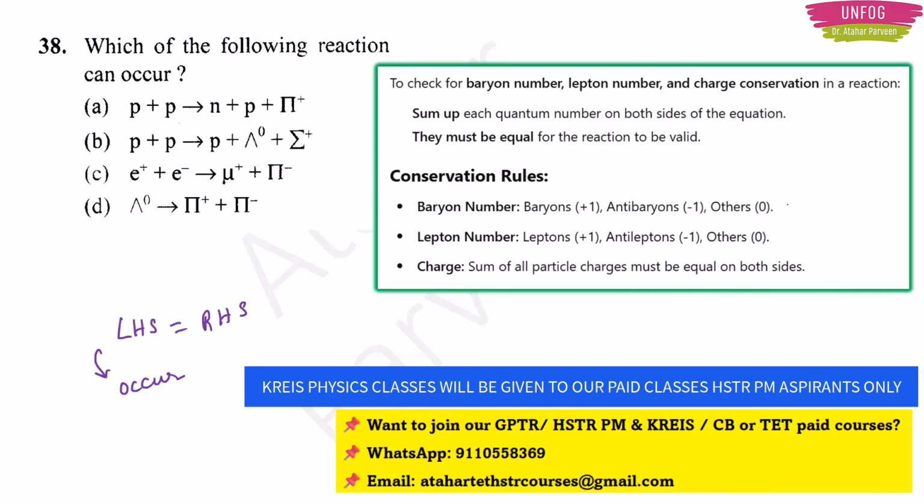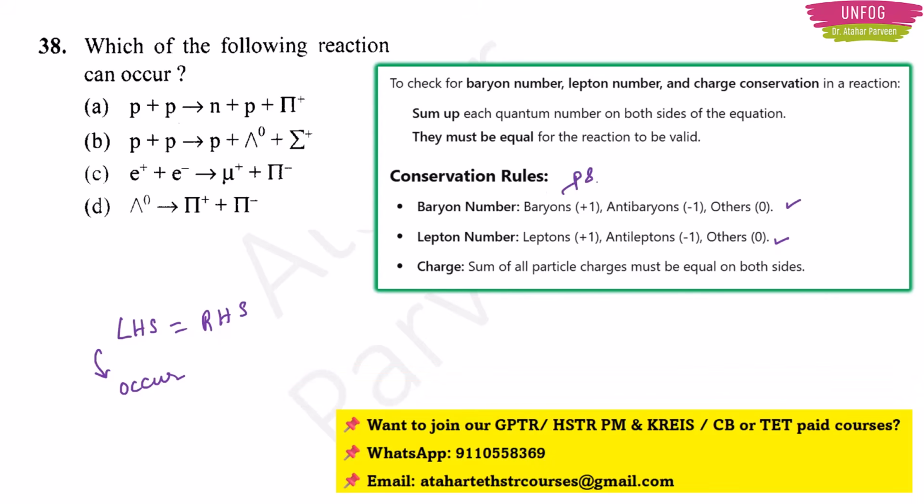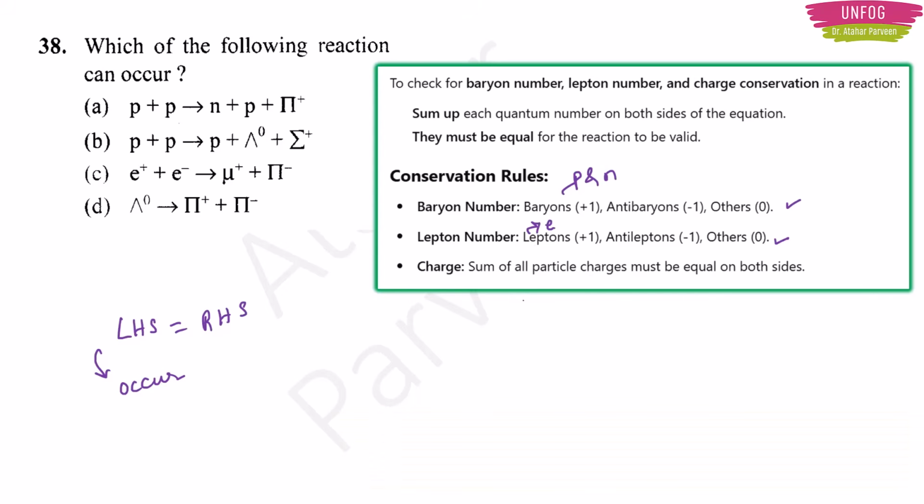The particles belonging to the baryon family will have baryon number +1 or -1. If antibaryons, it means -1. Other particles will have 0. Like that, the particles which belong to leptons will have +1 or -1. Particles which do not belong to the lepton family will have lepton number 0. Examples of baryons are protons and neutrons. Examples of leptons are basically electrons. And to find out the charge, you know that the proton is positively charged, the neutron is neutral, and the electron is negatively charged, right? So with this knowledge, you have to find out whether the sum of all particle charges is equal on both sides.